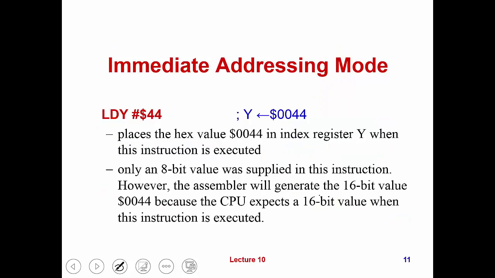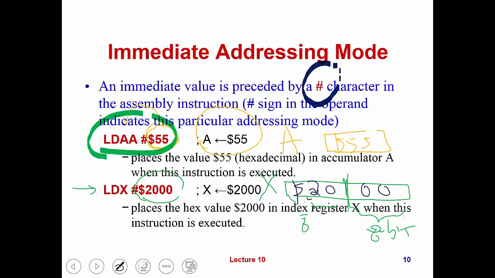So this is the so-called immediate mode. Those two are very straightforward. LDAA loads 55 into A, 1 byte. LDX loads 2000, which is 2 bytes, into X.